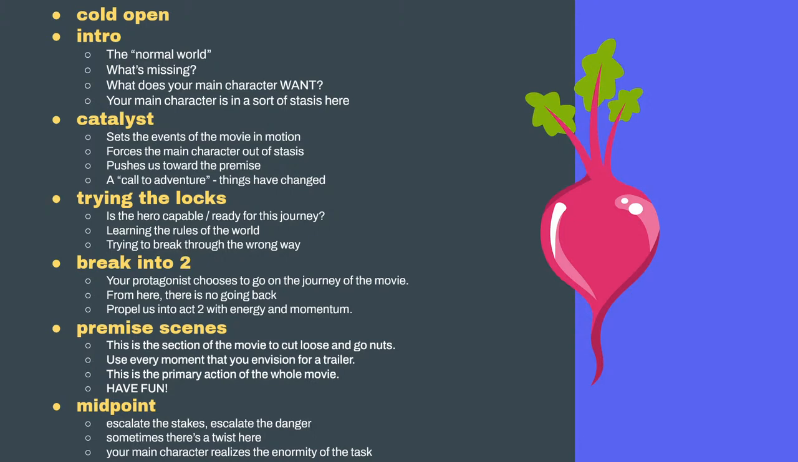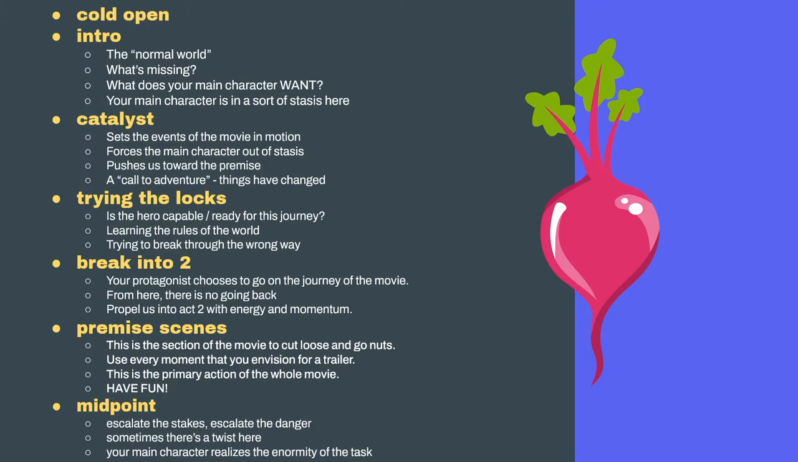This could be as simple as, in your sitcom, we found out we have a roach infestation in our house. And then trying the locks might be, God, now what do we do? Can we just squash them all? And your main characters just try to run around squashing them. But it's not working. We need to call pest exterminators. So they call three different pest exterminators, right? We're trying various stuff to solve this problem as we're trying to settle on a course of action. And this could be super fun.